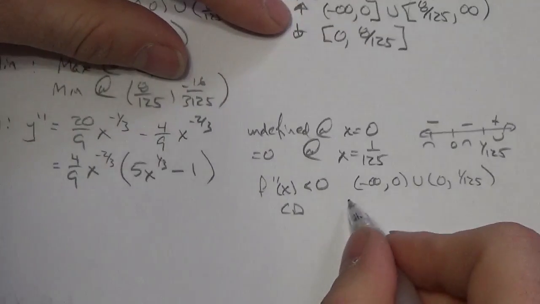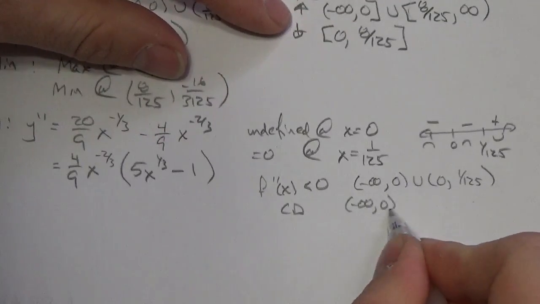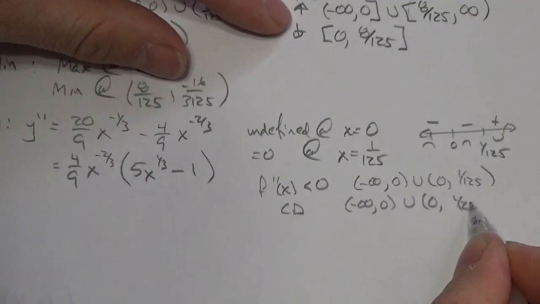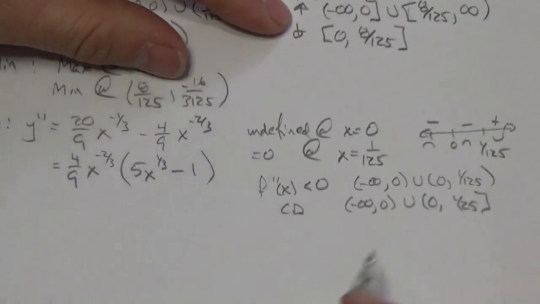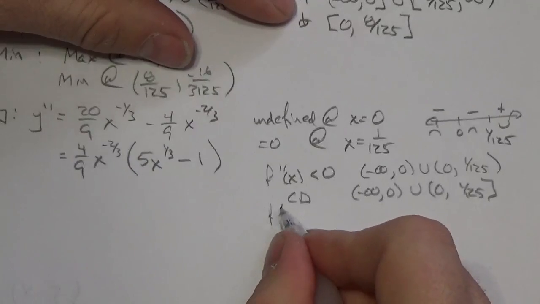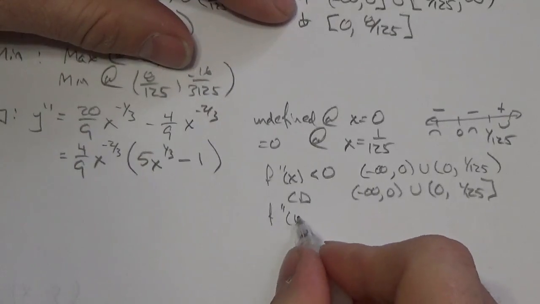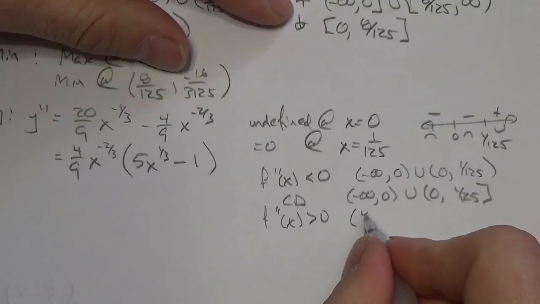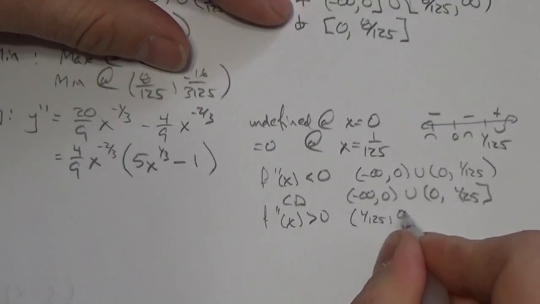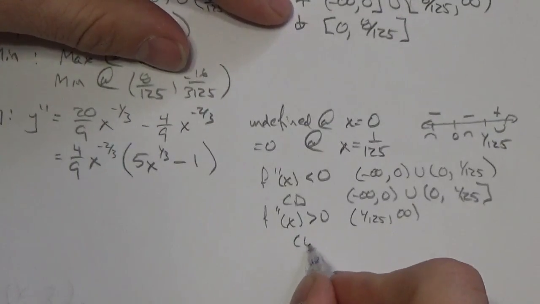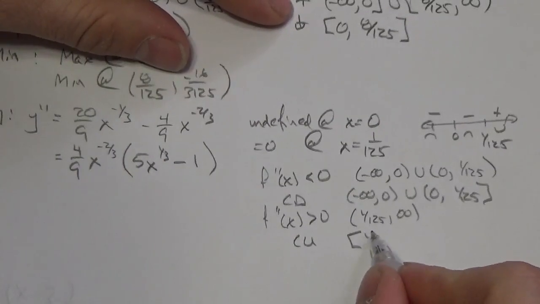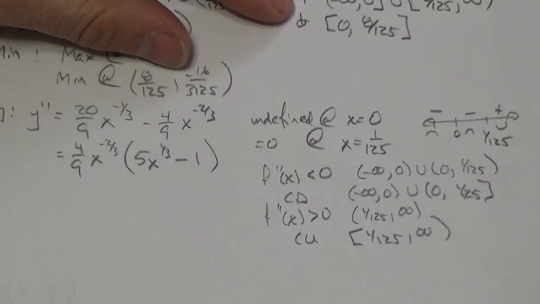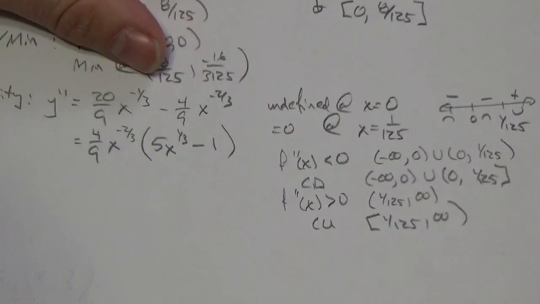So it's still going to be concave down on negative infinity to 0, can't include the 0, but from 0 to 1/125th, and that's going to be inclusive. It's going to be concave up, or the second derivative is positive, from 1/125th out to infinity, which means this is going to be concave up on the inclusive interval from 1/125th out to infinity.